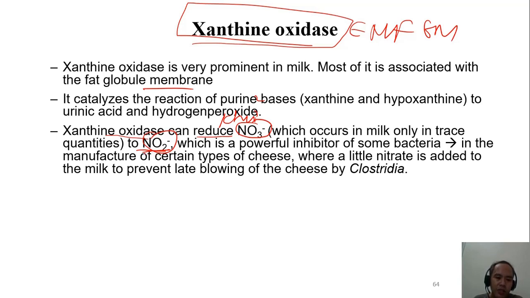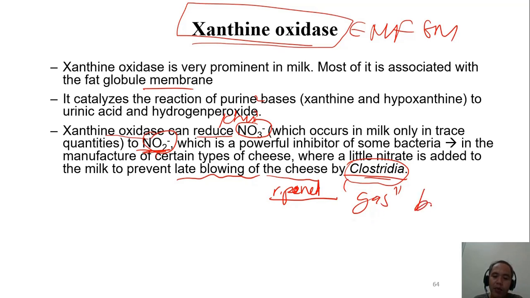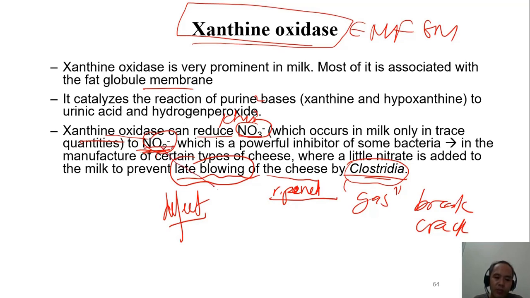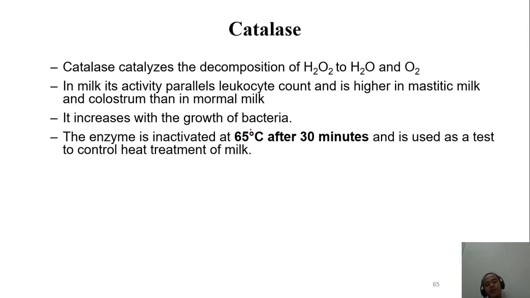This nitrite is very powerful to prevent Clostridia bacteria which produce spores, and Clostridia cause late blowing of ripened cheese. During ripening of cheese at the later stage, the last several months, for example, the spores of Clostridia may germinate into cells, and then they multiply, grow, and produce some gas, and that gas may crack or break the structure of the cheese, and that is not good. They call that late blowing. That is a defect in making cheese, and this enzyme can reduce nitrate into nitrite to prevent the late blowing. So in making cheese in the past, they used this additive. They added this additive to milk. When we study chapter 7, we will know more.